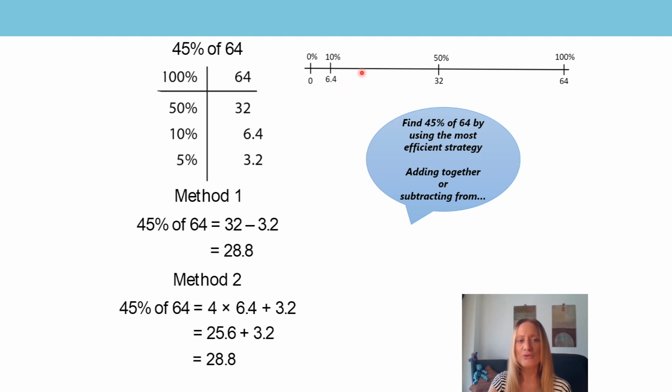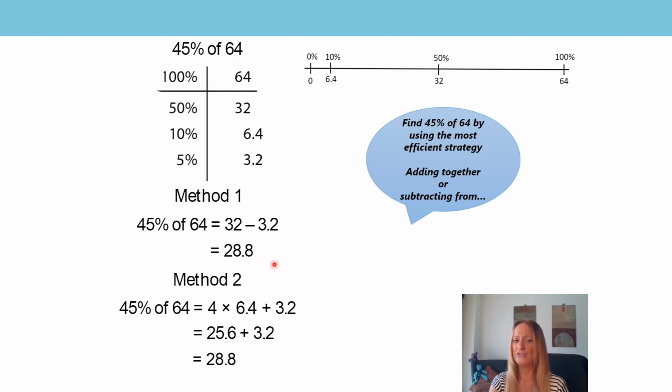Let's have a look at that. 6.4, 10%, 20%, 30%, 40% would get us to here. Yes, that's right. And then what do we need to add? Another 5%. So this is correct as well, isn't it? Which do you find the easiest, method 1 or method 2? They both give us the same solution, don't they? We've got the same value.